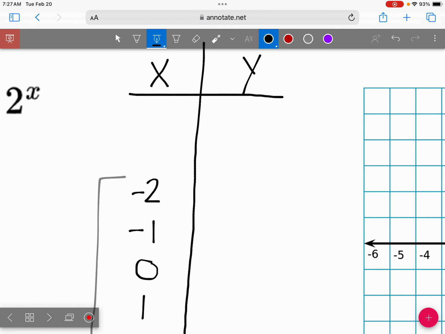Because what we're needing to do with 2 to the x is take 2, my base, to the -2. That's my x.